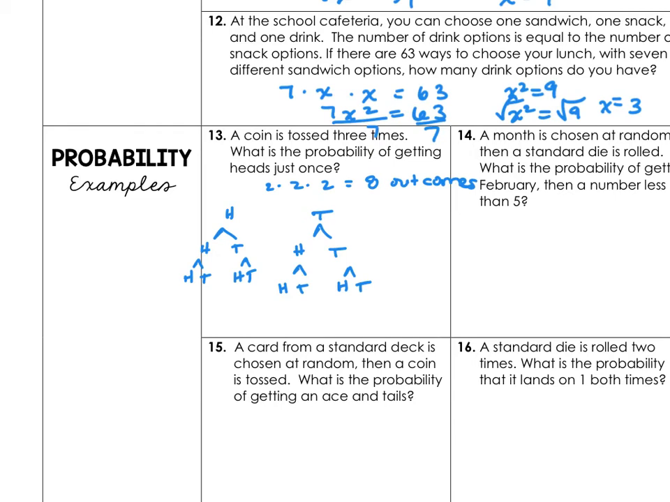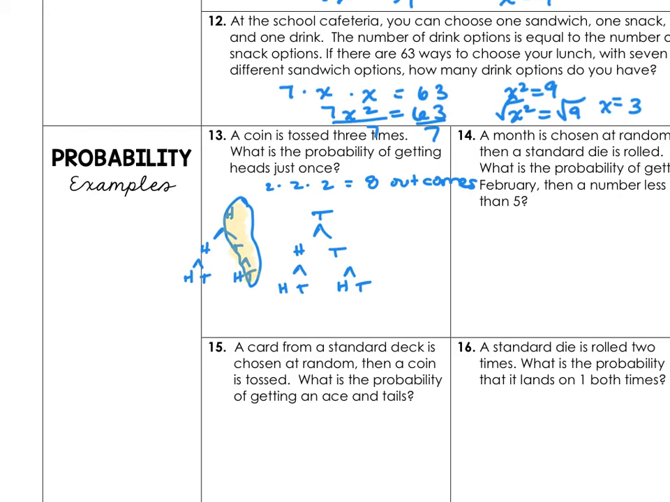Okay, hold on a second. Let me get rid of this highlighter again. Okay, so what I'm doing here, just to make sure everybody understands, I'm looking at this, it says heads, heads, heads. So that's not going to be an option. And then I have heads, heads, tails. Nope, that's not going to be only heads once. Heads, tails, heads. Nope, that's not going to be it. Heads, tails, tails. Yep, that's going to be one of the outcomes that only has heads once.